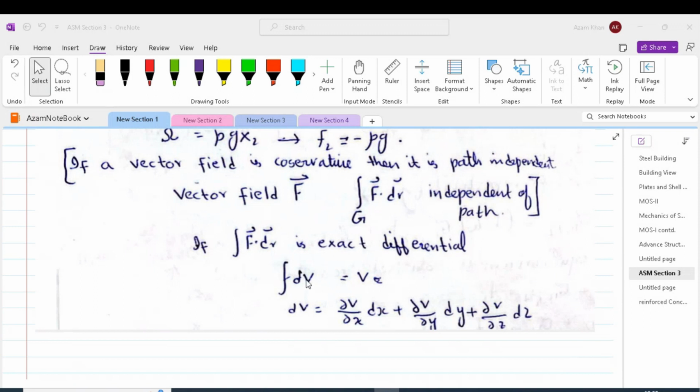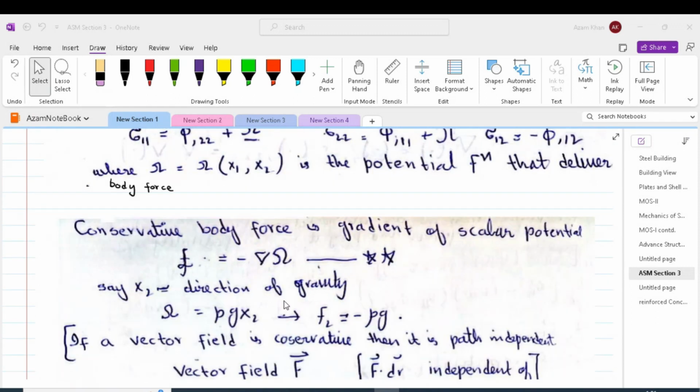In other words, we can write that dV is equal to partial V by partial x dx plus partial V by partial y dy plus partial V by partial z dz. Since gravity is a conservative field, in our case omega will be equal to rho g x2, where rho g is gravity and x2 is the direction of gravity. So rho g is the weight of the structure and x2 is the direction of gravity.